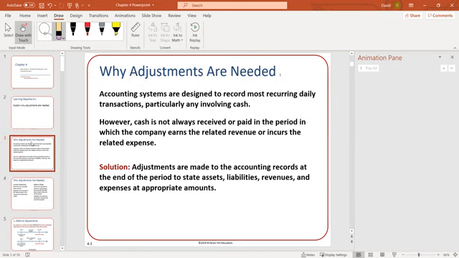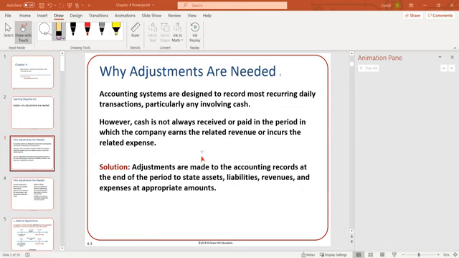Like I said, most accounting systems are usually designed to record mostly recurring transactions, daily recurring transactions. This is mostly the repetitive nature where the computer steps in. Typically where the adjustment falls in is the timing of cash, because lots of times cash is not always received or paid in the period in which the company earns the related revenue or expenses.